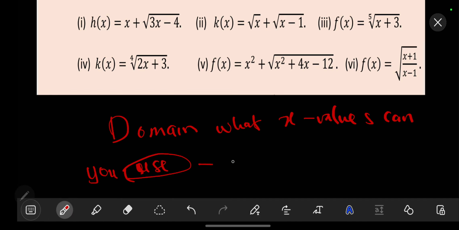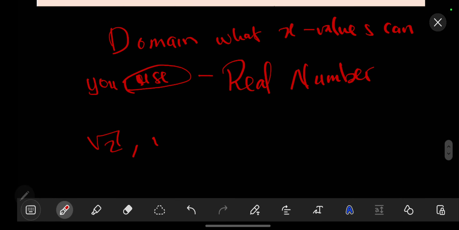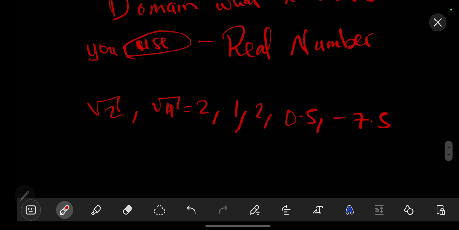Now the condition is that you will have to use real numbers. Real numbers are all the possible numbers that you can think of. You can talk about the square root of 2, the square root of 4, which is equal to 2. We have 1, we have 2, we have 0.5, we have negative 7.5. Any number that you can think of is a real number except imaginary numbers, such as the square root of negative 1, which gives you i, or the square root of negative 4, which gives you 2i, like that.